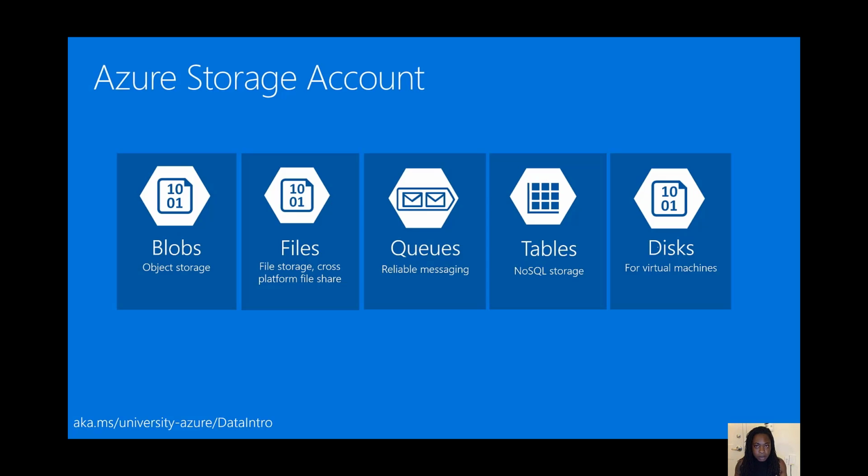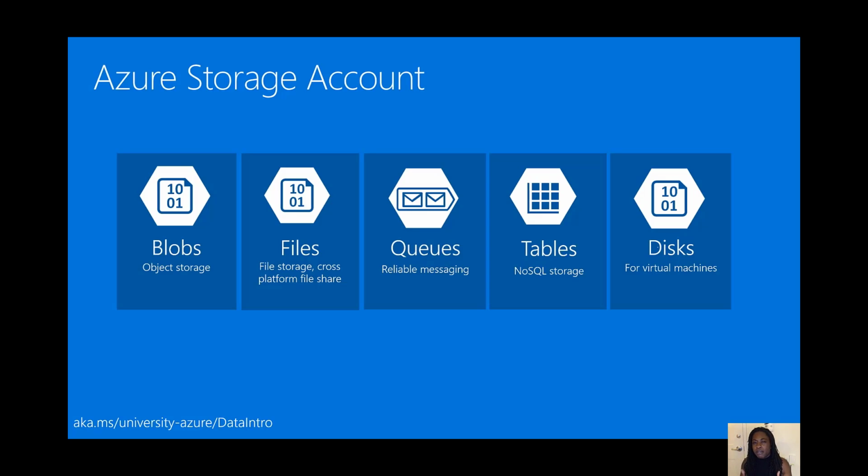So the first one is Blobs, and Blob stands for Binary Large Object. And this can be anything from a small little text file all the way to a large JPEG or image of any format or type. It's a really great way to store any different types of files, and the way that you store them is in these things called containers, so you can organize it in a way that makes sense to you.